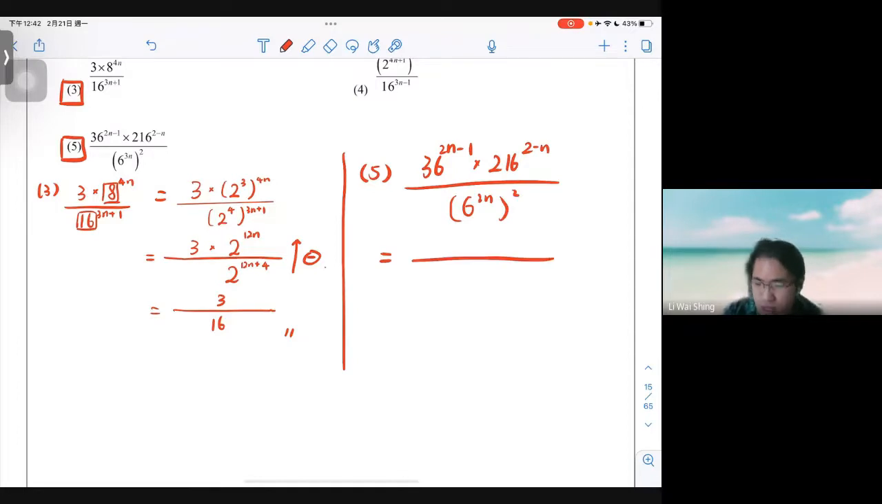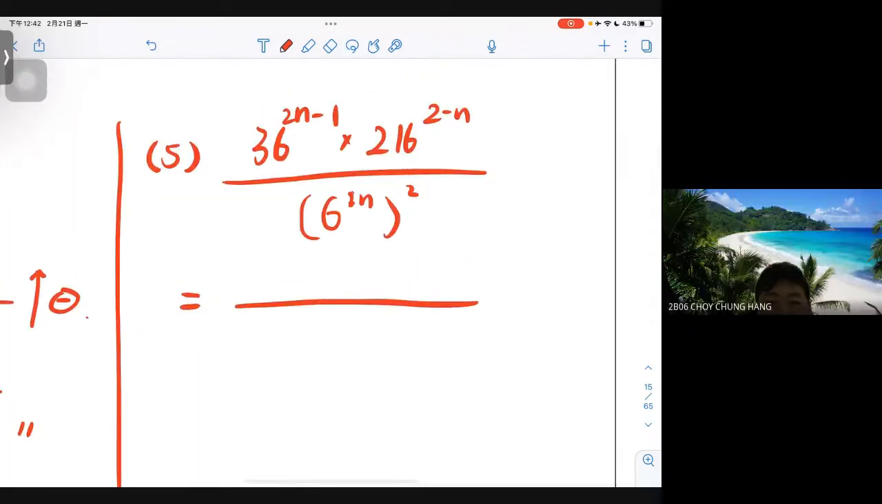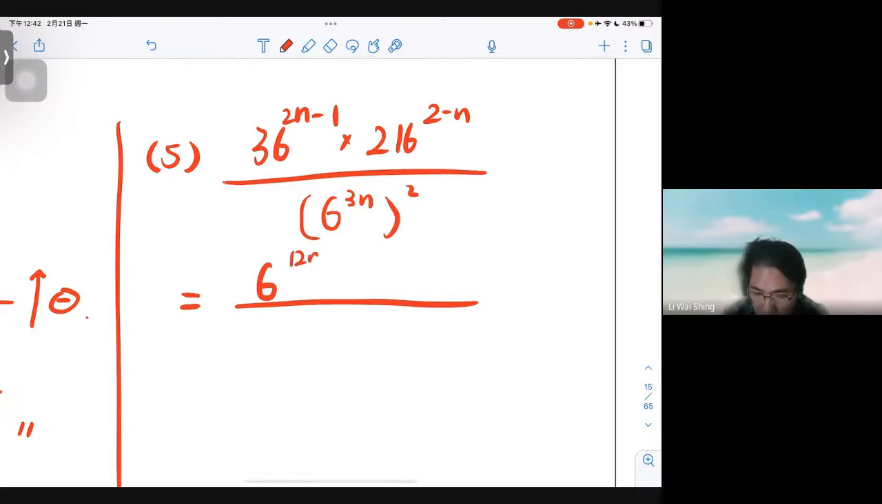Okay, so could you give me the steps, please? First, 6 to the power of 12n minus 6, and times, and minus 6.